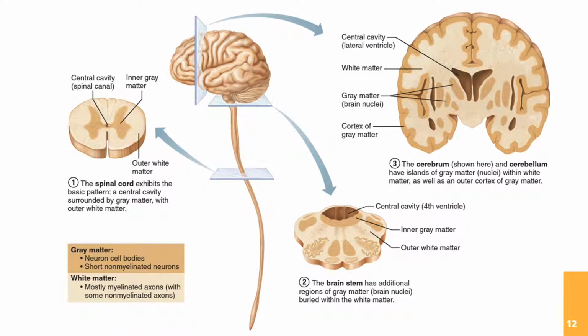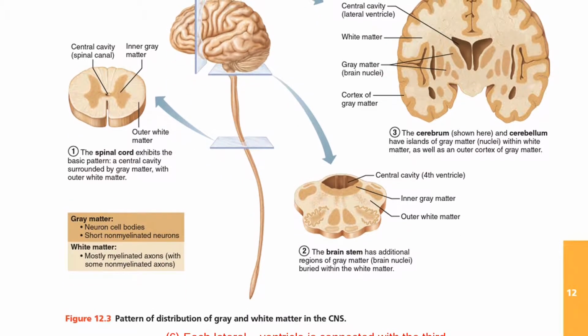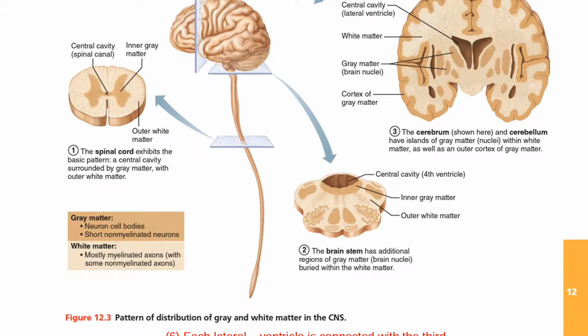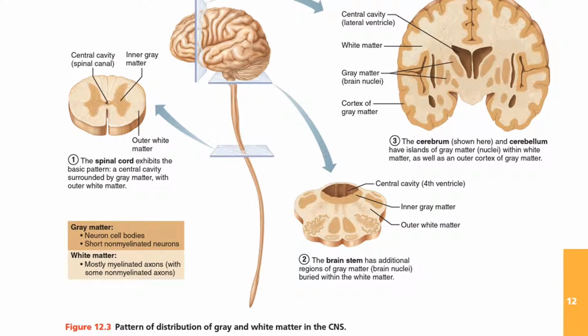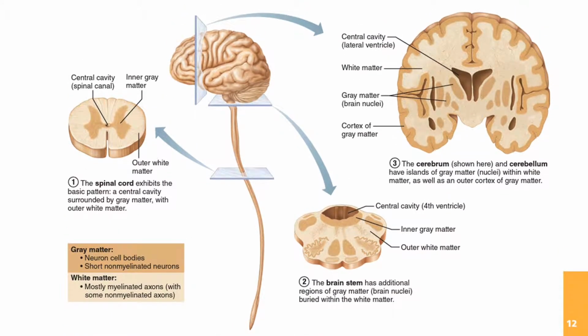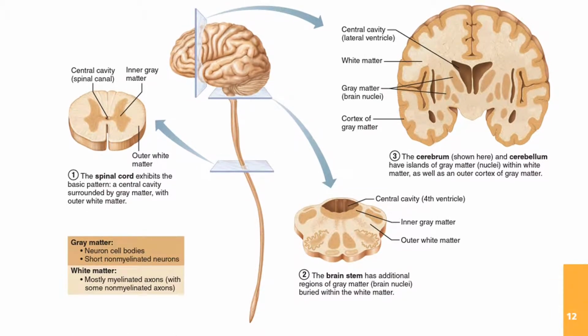Now in this figure, see the pattern of distribution of gray matter and white matter. Just go through this figure and you will have an idea about the arrangement of gray matter and white matter in our brain and also in the spinal cord. Brainstem also.